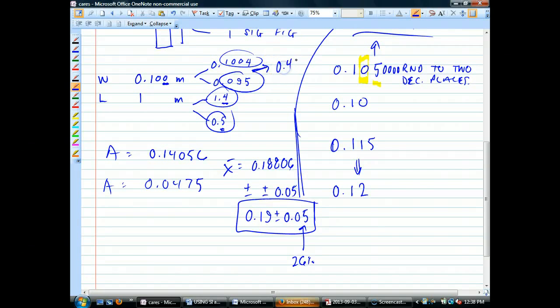This was a 0.4% error. But how about this one? The error on this one is 0.4 over 1. This is 40% error. So, and actually, this is not working out quite right here.